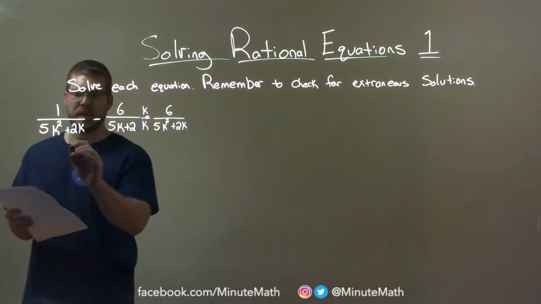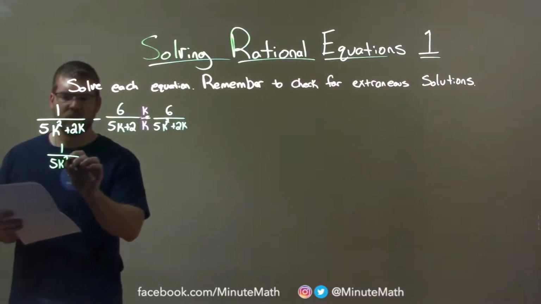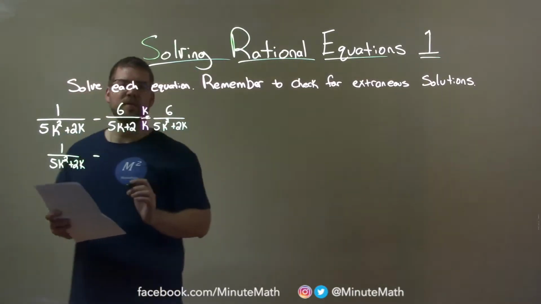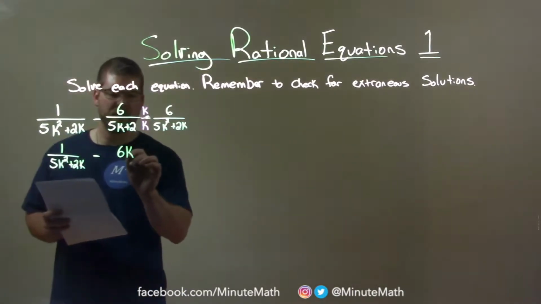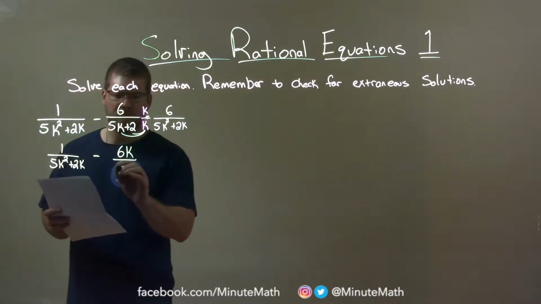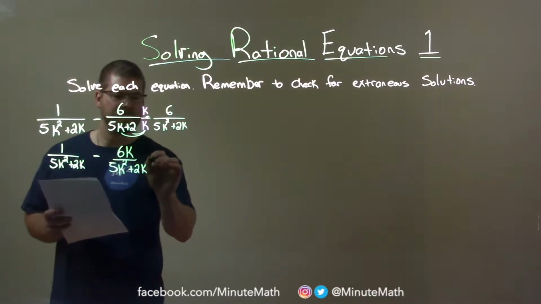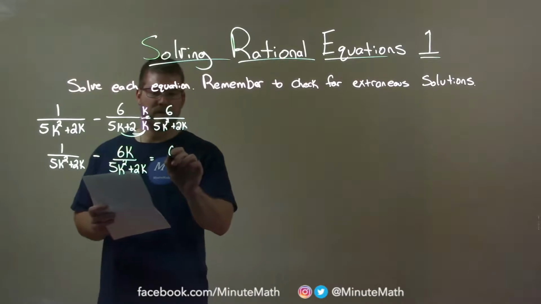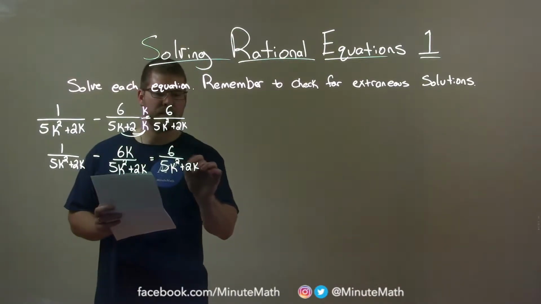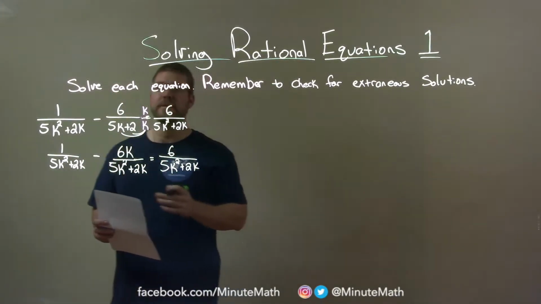the other parts stay the same, so if I come down here, 1 over 5k squared plus 2k, minus, well, k times that 6 will be 6k. We distribute this k to both parts there in the denominator, and so now we have 5k squared plus 2k equals, lastly, 6 over 5k squared plus 2k. So now all of our denominators are the same, which makes it easier to solve.